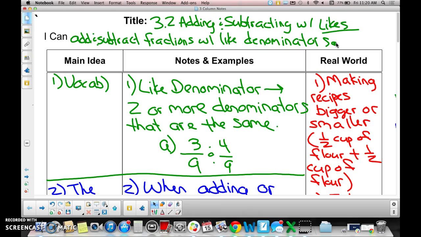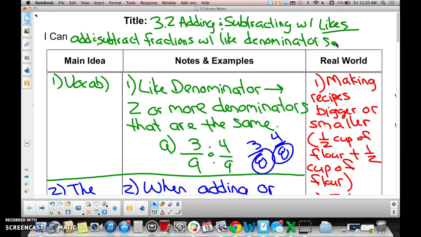Okay, sweet. And we had one vocab word. The vocab word was what, Axel? Like denominators. And who can give me an example of like denominators? Don't read me the definition, but give me an example of like denominators, Jonathan. So let's say you have 3/8 and then 4/8. They both have the same denominator. So he said an example of like denominators would be 3/8 and 4/8 because the denominator is the exact same.